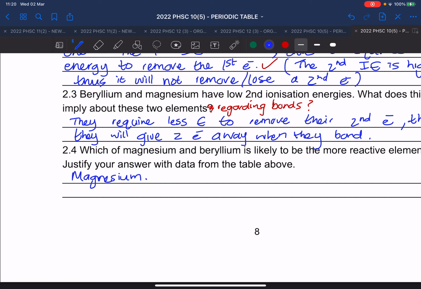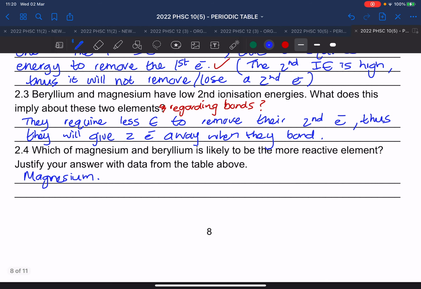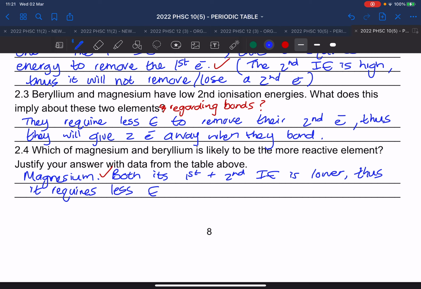Justify your answer with the data from the table. We're going to say both its first and second ionization energy is lower. Okay, so that's what I read from the table. Again, this one will count 3 marks. So your answer, then what do I read from the table? I saw they're both lower. Then, what does it mean if it's both lower? You must interpret the data. So, it's both lower, thus, it requires less energy to remove an electron. So, it is more reactive.